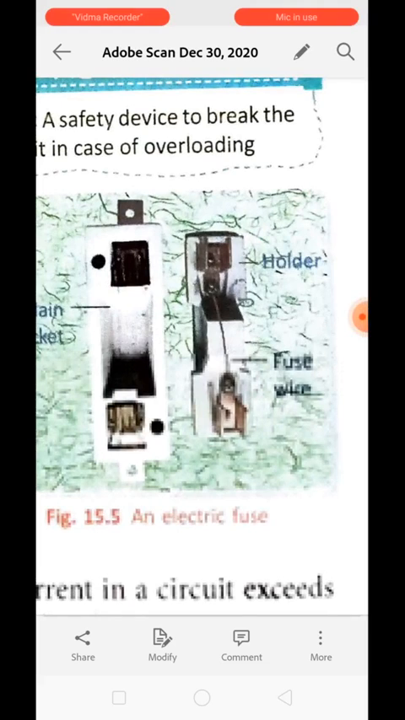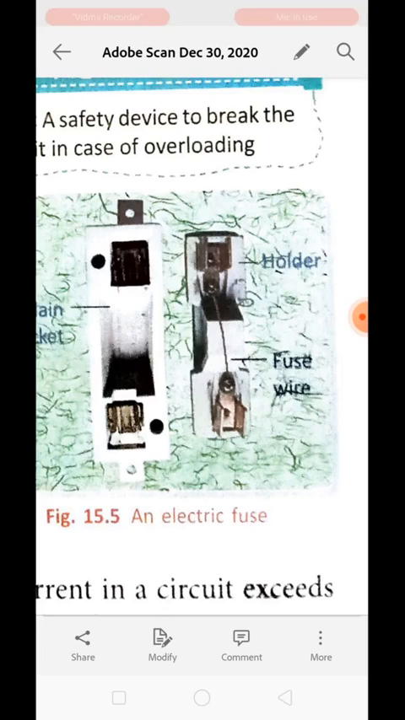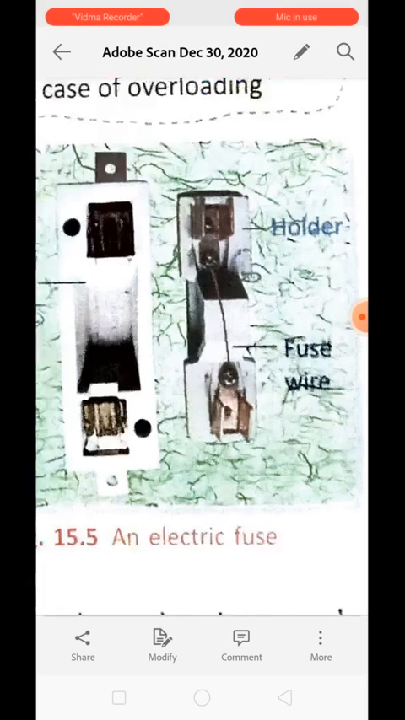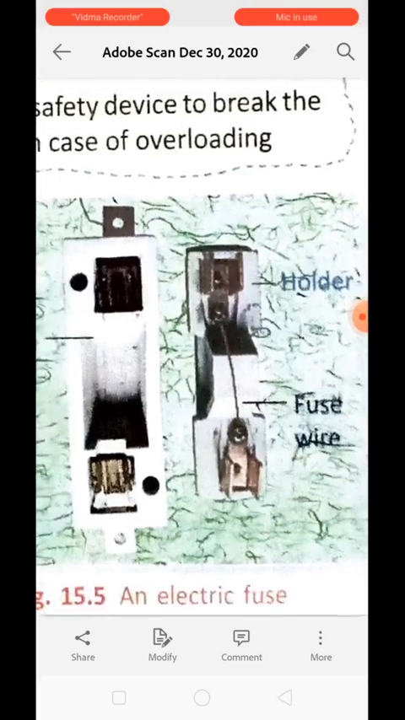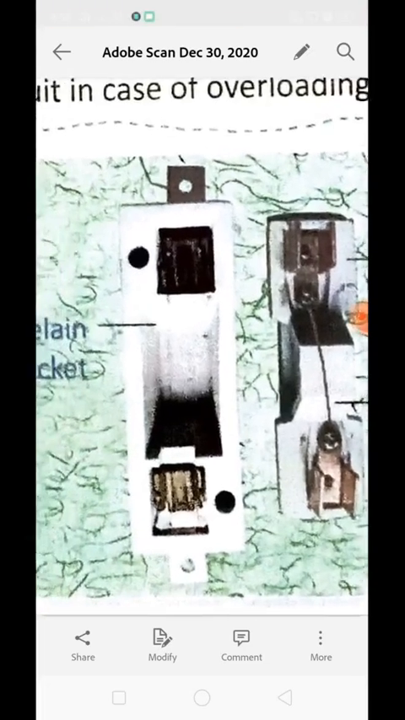Understood? The common type of fuse consists of a porcelain holder fitted with a metallic terminal. The thin fuse wire, made up of tin or an alloy of tin and copper, is screwed between these two terminals. You can see it is screwed between the two terminals over here. The holder fits perfectly in this socket.